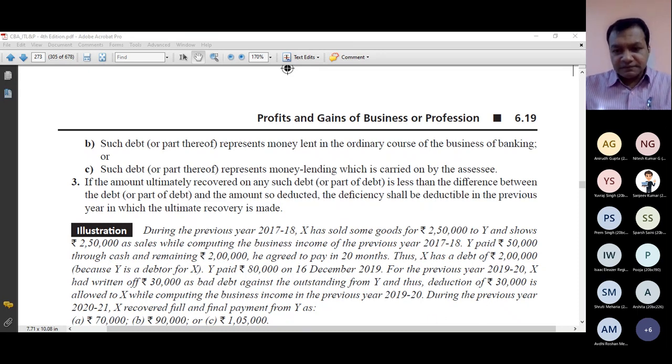Now let us read this. During the previous year 17-18, it is not my previous year, it is around 3 years before situation. During the previous year 17-18, X has sold some goods for rupees 2,50,000 to Y. So as X, Y is my debtor. Y will show X as creditor because Y has to pay the amount and X has to receive. So for X, Y is my debtor, asset. So I am X, I will receive 2,50,000.